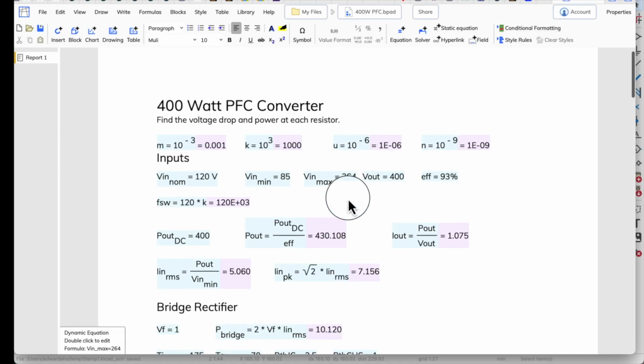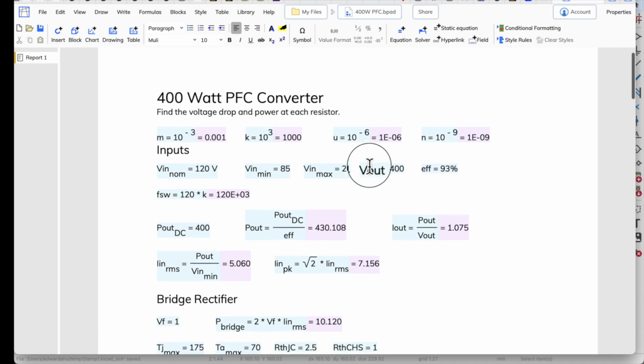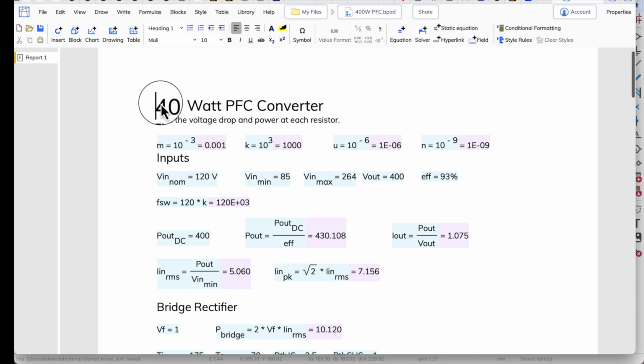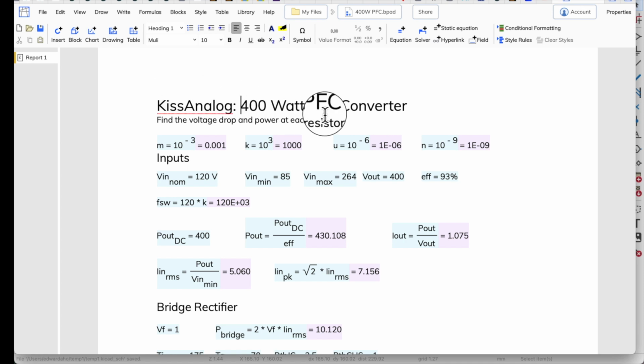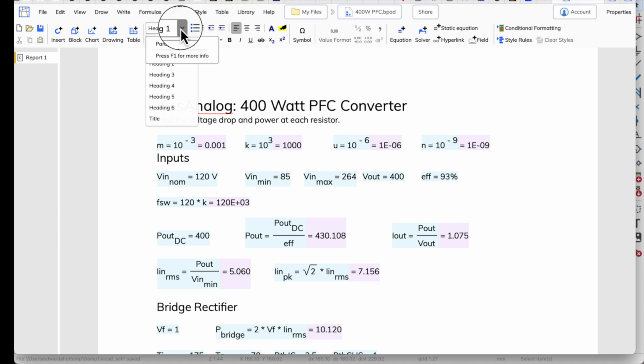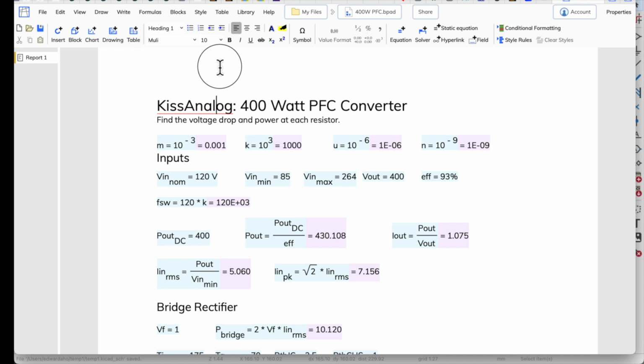So here is my spreadsheet, 400 watt. Maybe I should put my name on here, huh? So here, let's click on this and go Kiss Analog. There we go. 400 watt PFC converter. Pretty cool. And then from here you can see this says heading 1. So that's what that is. And this is some kind of multi-font family, and font size is 10.